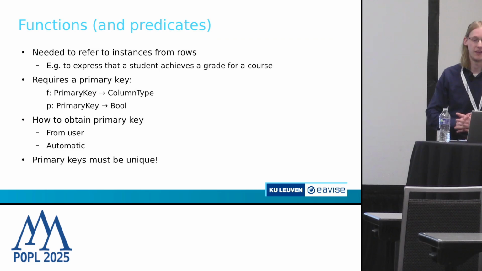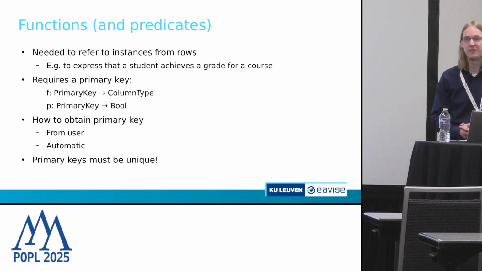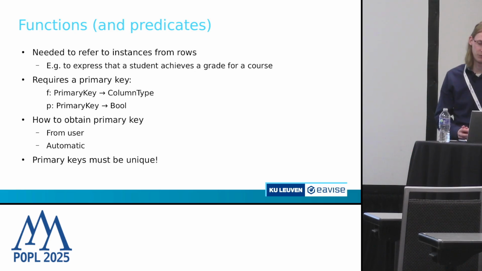So the only question is, where do we get these primary keys from? Since student and course are the first two columns that combined are unique. But the easiest is just ask the user. Makes sense. But we also wanted an automatic way to do this.